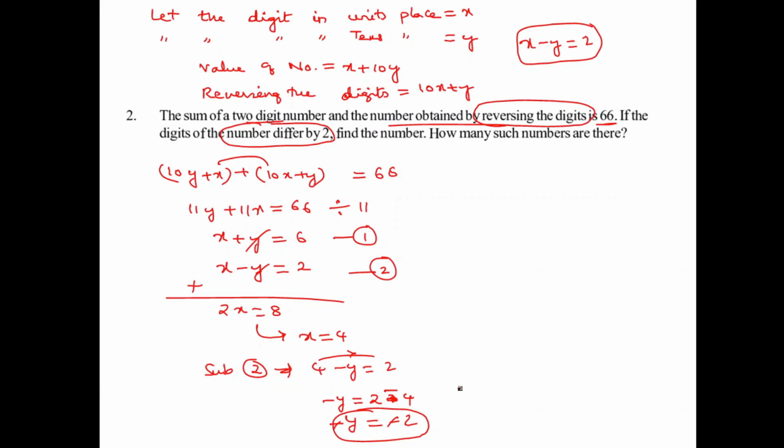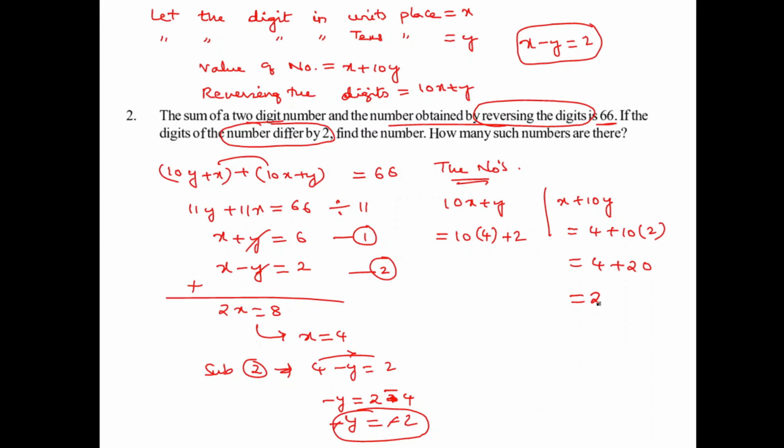So now we require the digits, right? What are the numbers? We should be taking the numbers. We have taken the numbers as one as x plus y, the other as x plus 10y, isn't it? So I just substitute the values here. The value of x is 4 and y is 2. Similarly, the value of x is 4 and the value of y is 2. So by solving this, we'll get one number as 4, the other number as 40 plus 2, that is 42.